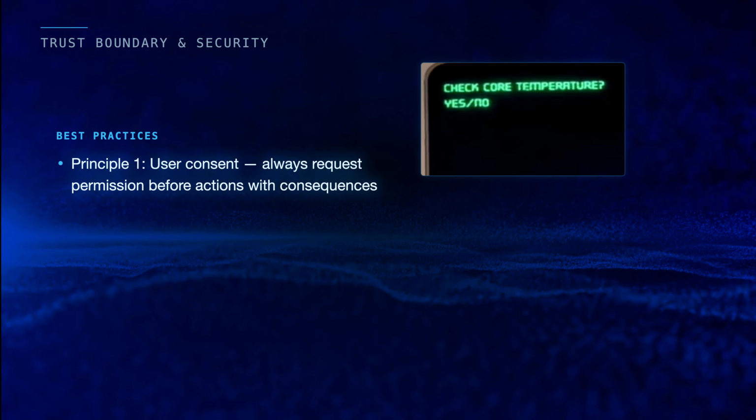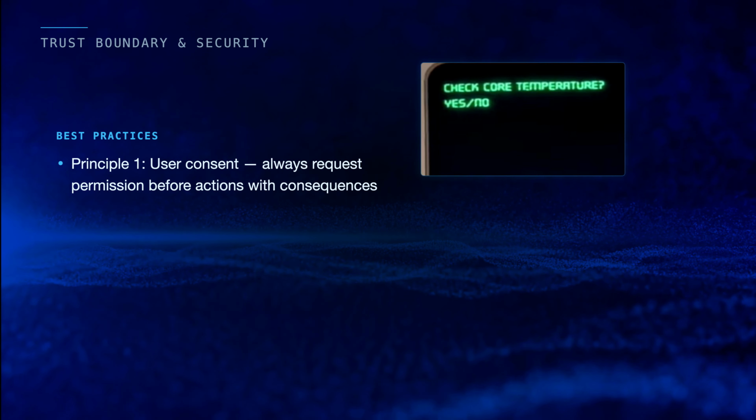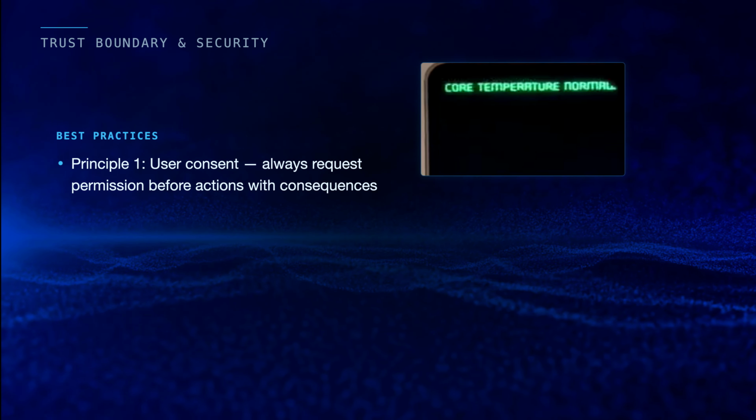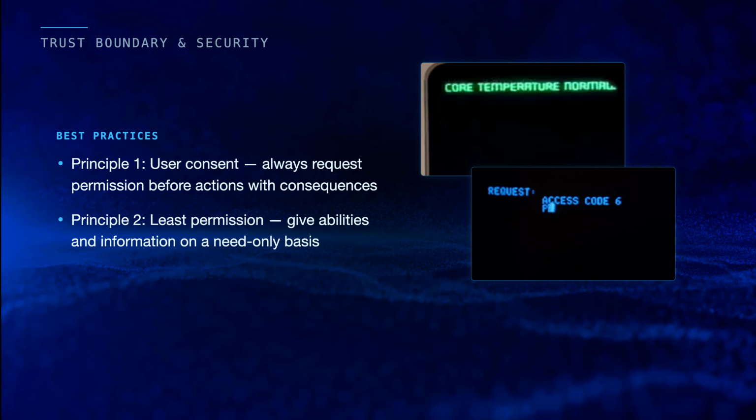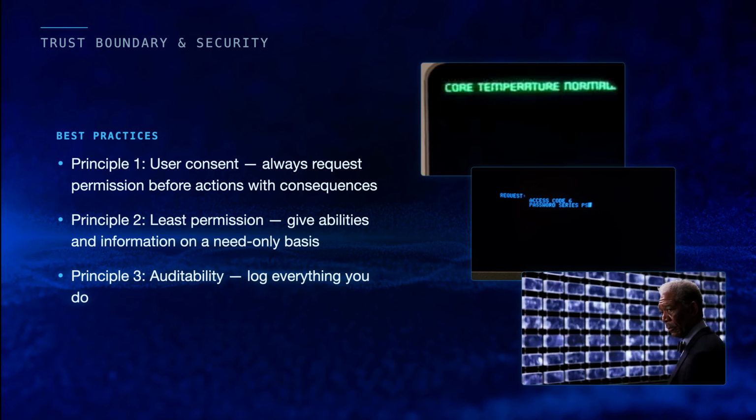1, user consent should always be requested before doing something that has consequences. 2, least permission. Give abilities and information on a need basis. And 3, auditability. Log what you've done.